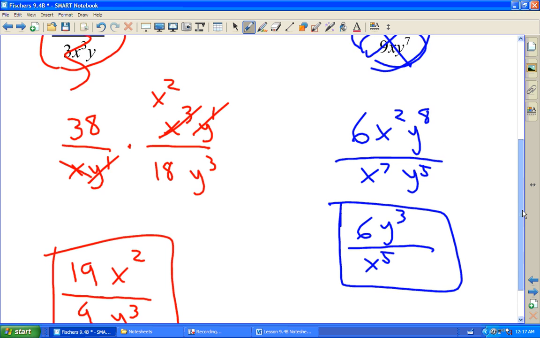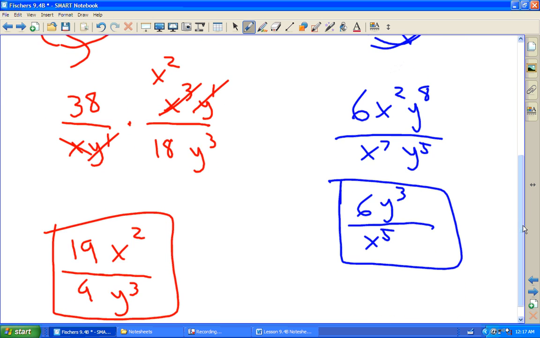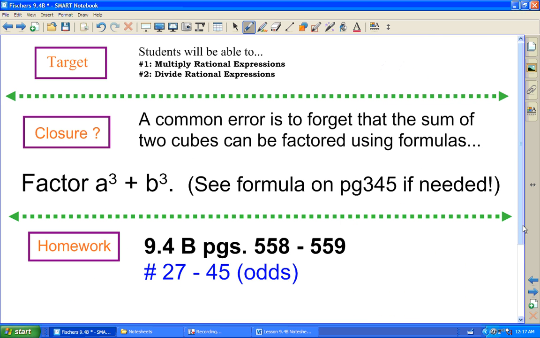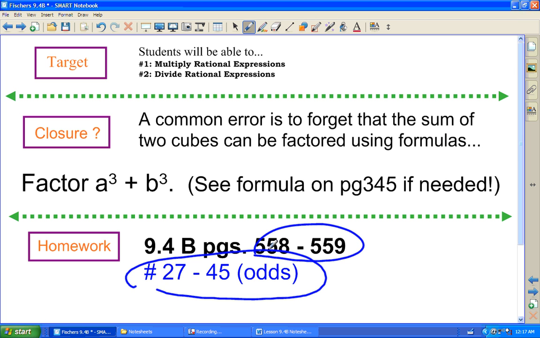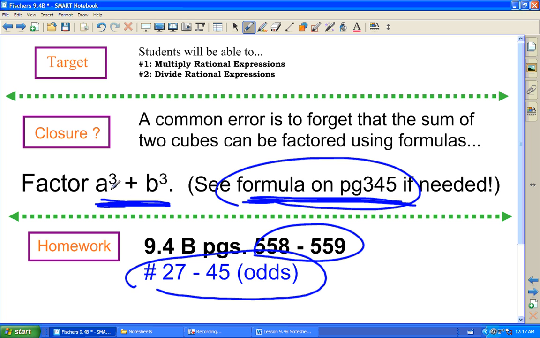Okay, that is our last example. Hope these things helped you. Okay, what you guys need to do is these ones, 27 through 45 odds on page 558. And don't forget that when you see perfect cubes, you can always use that formula way back from our previous chapter on page 345. The sum of cubes and the difference of cubes, right? Difference of cubes would simply be this. So don't forget to look at page 345 if you get cubes that need to be factored.